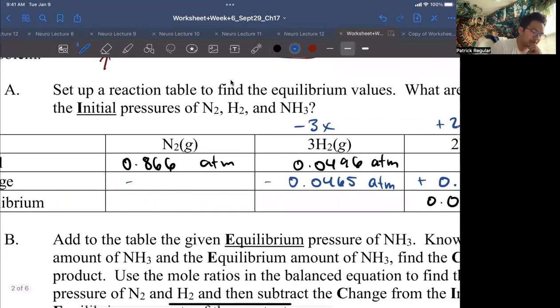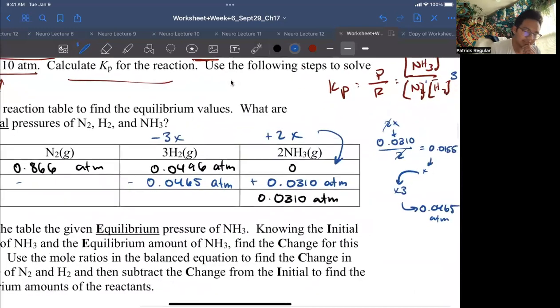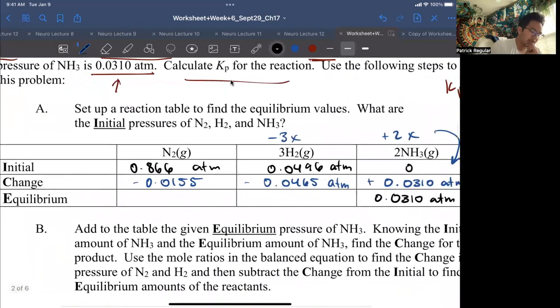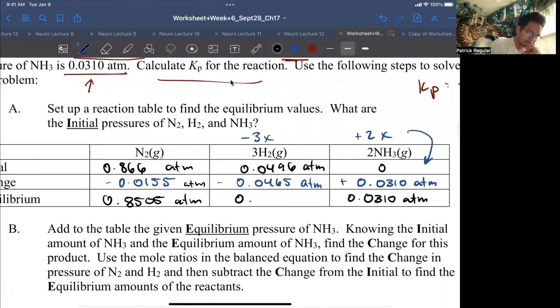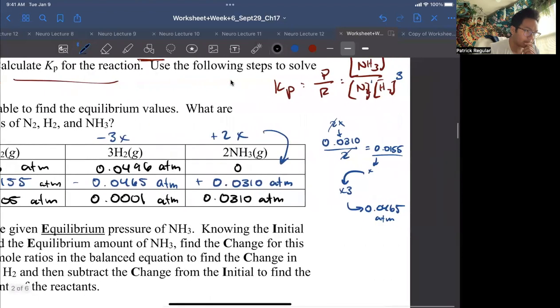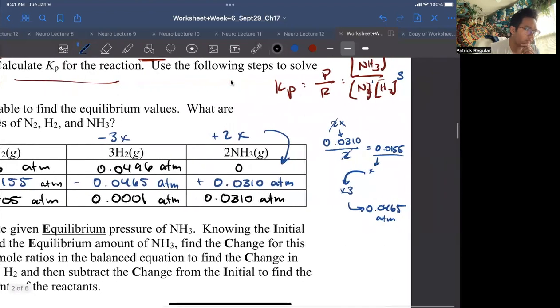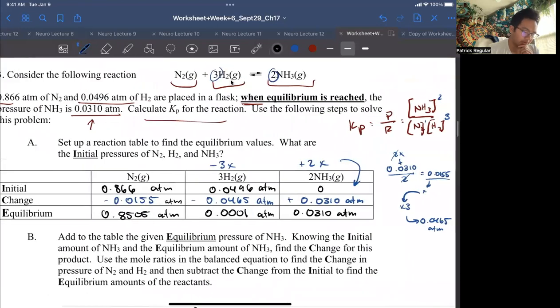This one, we just subtract by x, and x is still 0.0155. You subtract that, 0.8505 atmospheres. And then 0.1 atmospheres. Pretty sure that's right.